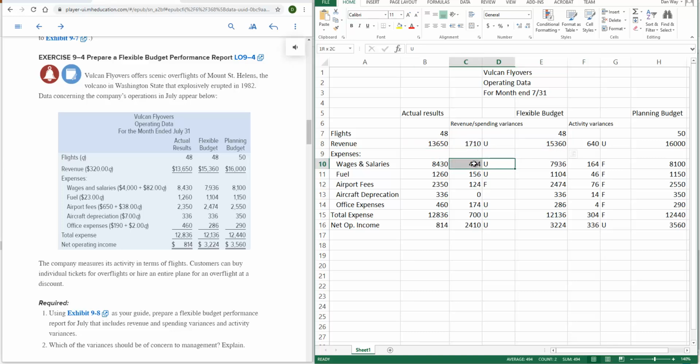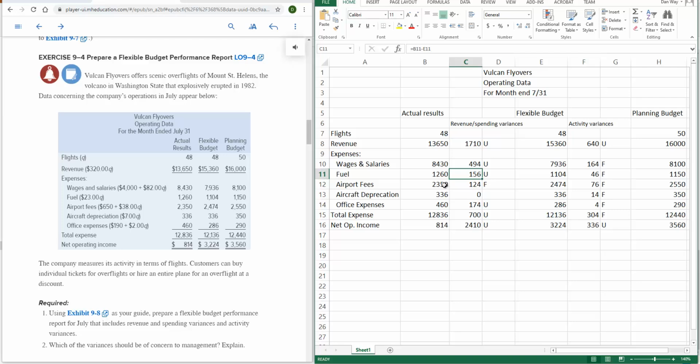Wages and salaries was unfavorable as well. We don't know exactly what's happening there. We paid a bit more than we expected to our employees, so maybe we had to pay some overtime. Maybe payroll taxes changed and were higher this period for some reason. Similar idea for fuel. Maybe the cost of gas went up. That difference is a little more than 10%, so it's potentially of concern. It's not insignificant for sure.